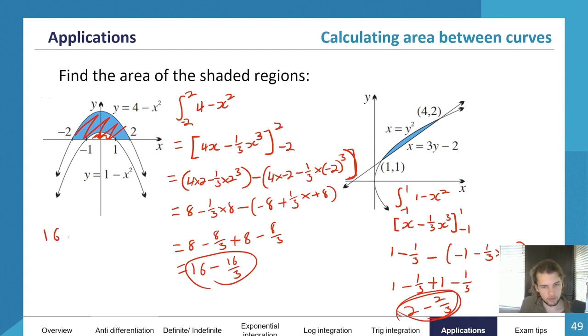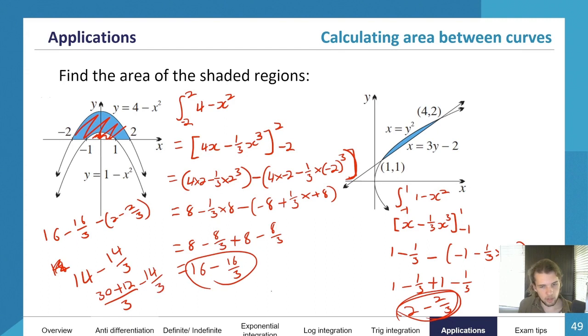So we'll do that over here. Everything's a bit all over the place because we don't have too much space. Subtract 2 minus 2 on 3. So that becomes 18, 14 minus 14 on 3, which becomes 30 plus 12 over 3 minus 14 on 3, which is 28 on 3, I believe. Yep. So that's our area.